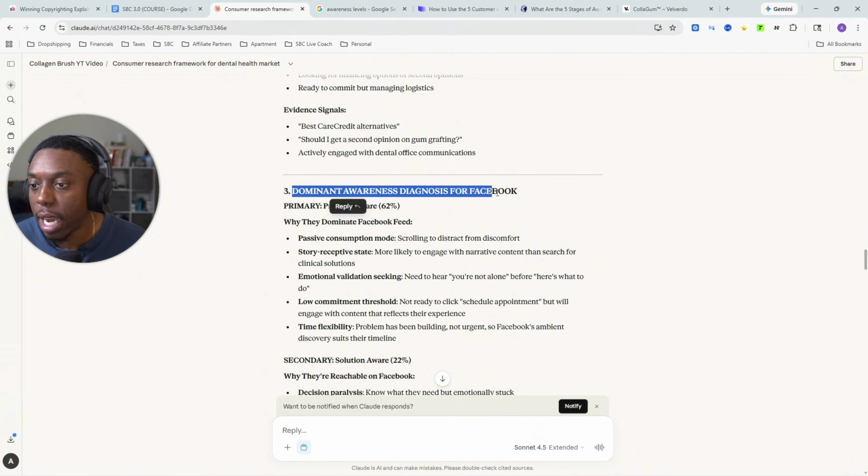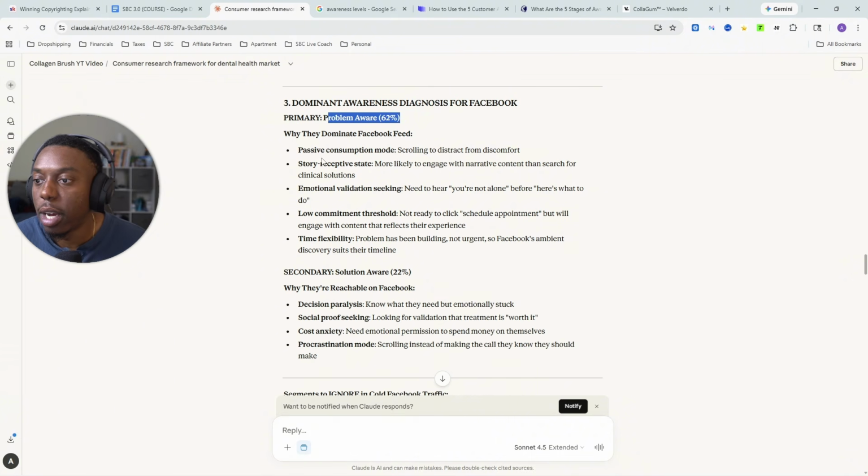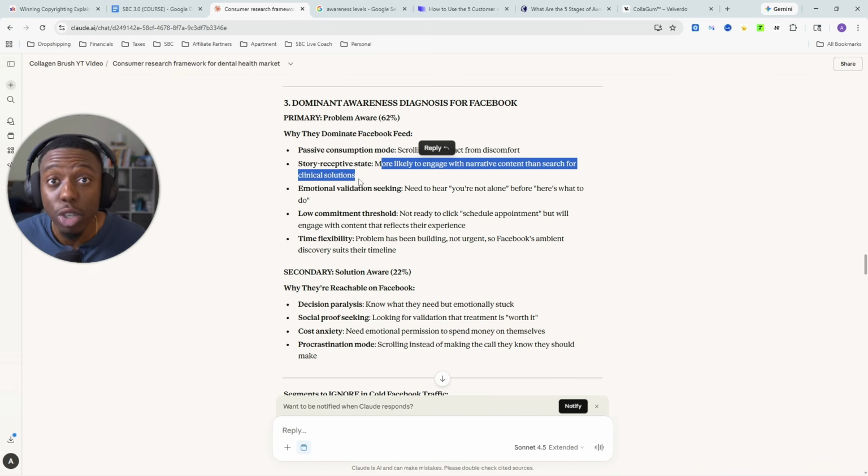Dominant awareness level diagnosis for Facebook, right? So we'll say problem aware is 62%. Passive composition mode, scrolling to distract from discomfort. Story receptive state, more likely to engage with narrative content than search for clinical solutions. Boom. That's directly from the deep research, right? Deep research is basically saying, hey, your target audience within problem aware is going to be more likely to engage with narrative content, so storytelling, than search for clinical solutions, right?